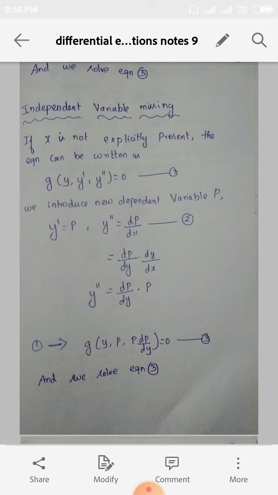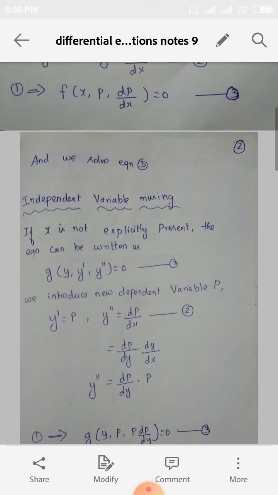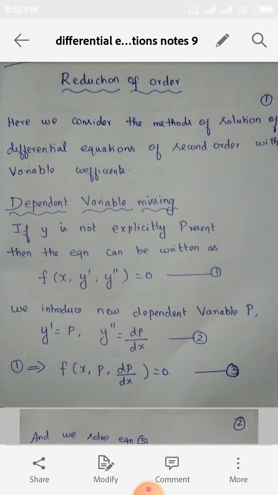So dy by dx is nothing but p. So y double dash is equal to dp by dy into p. Now rewrite equation 1 as g of y comma p comma p into dp by dy is equal to 0. And we solve this equation, we get the solution. This is the condition for the reduction of the order. For the reduction of the order, the solution is of the second order differential equation with variable coefficient.